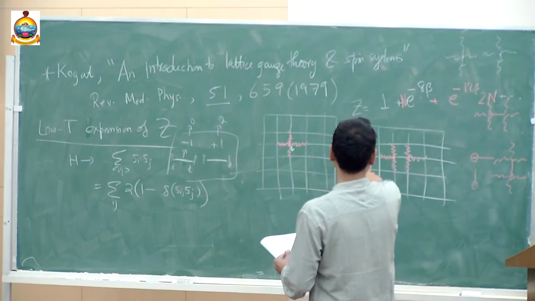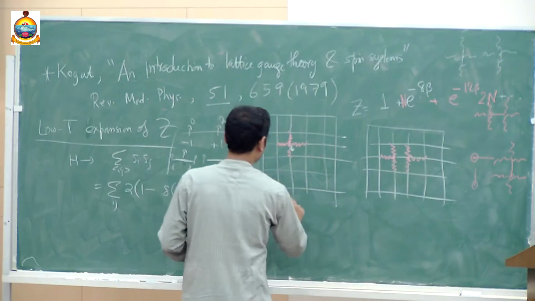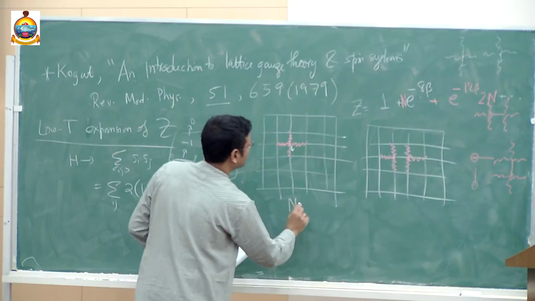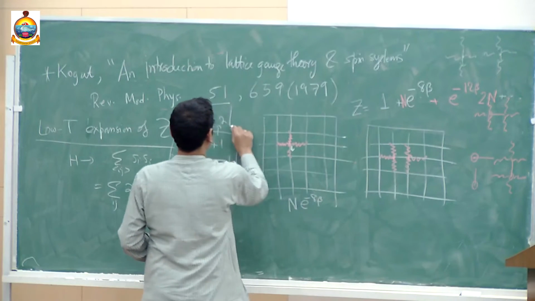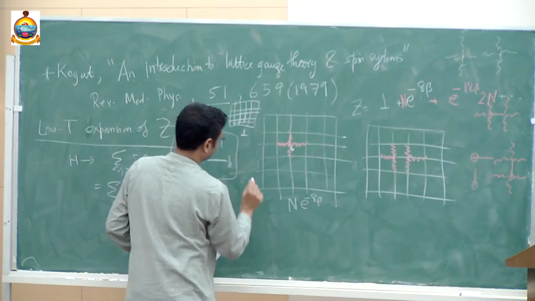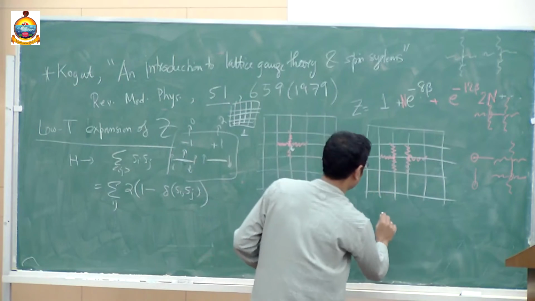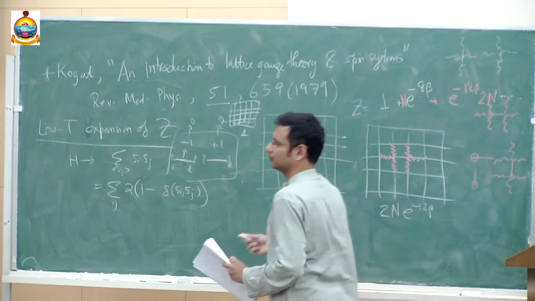Let me keep these here. And let's just write the degeneracies here. This process contributes n times e to the minus 8 beta. Then there is, of course, another trivial process where there is nothing, that contributes 1. Then this process contributes 2n times e to the minus 12 beta. Okay.